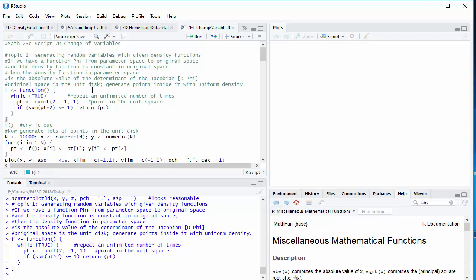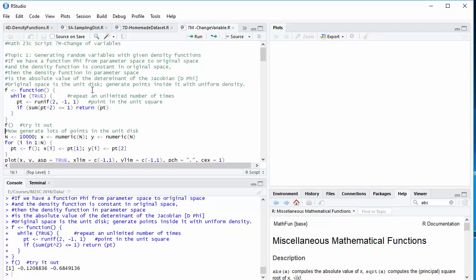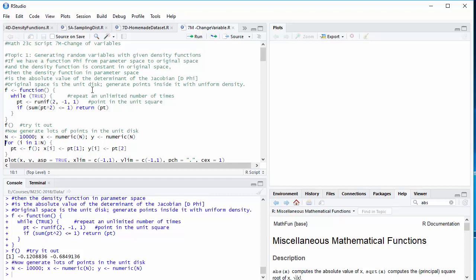See if this function works. The important thing, of course, is that it eventually gets out of that potentially infinite loop, and sure enough, it's generated a point where the sum of the squares is less than 1. Now let's do this 10,000 times.